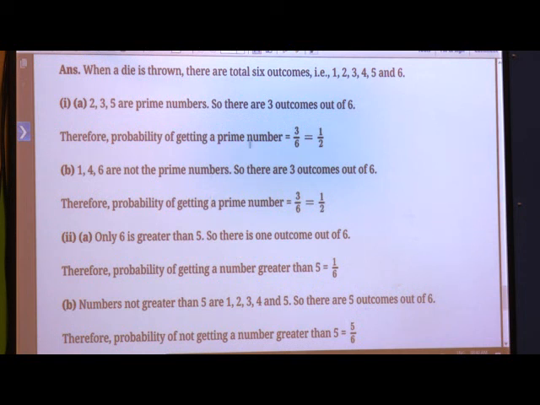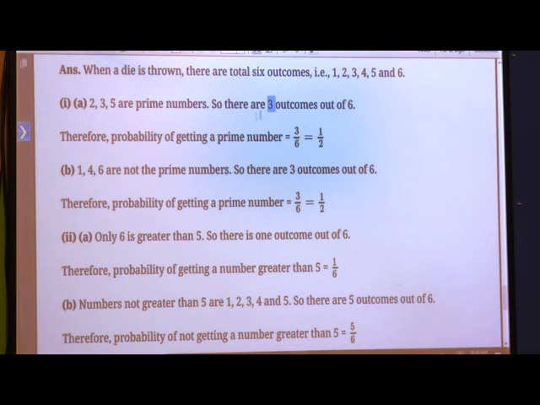Therefore, the probability of getting a prime number is what? Number of outcomes upon total outcomes. What is the number of outcomes in this event? 3, and total outcomes are 6. So, 3 upon 6, 3 ones are 3, 3 twos are 6, it is 1 upon 2 is the probability.